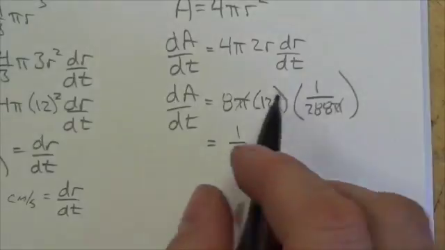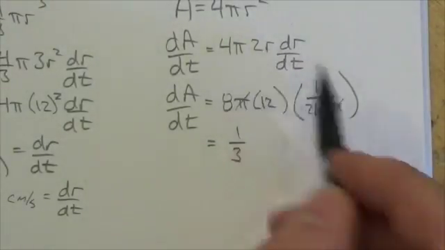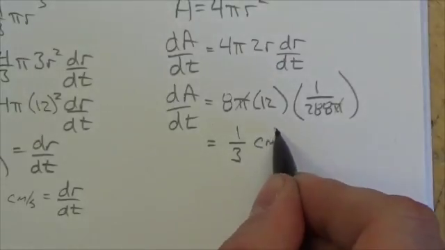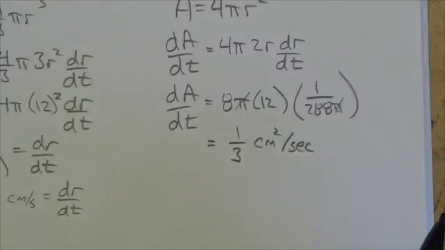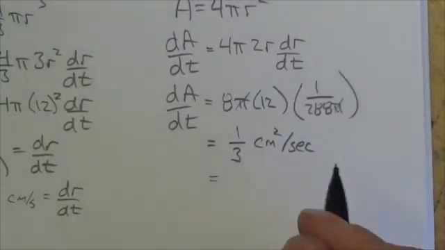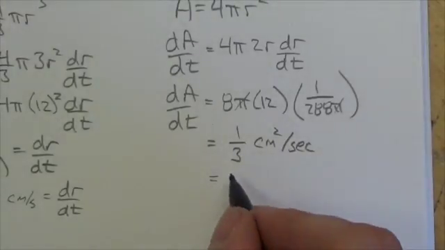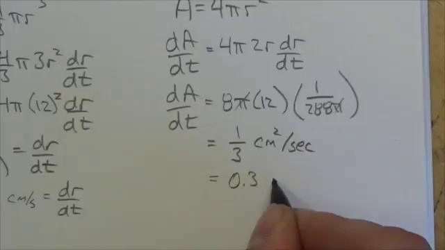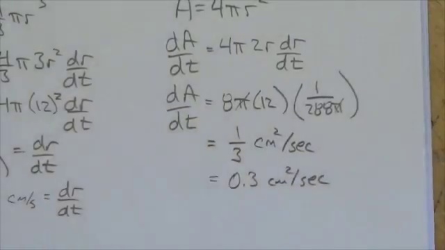Now based on the units that I've got here, remember that this was centimeters per second. The radius there is centimeters, so this is going to be centimeters squared per second, which is exactly what I would expect with a change in area. So there we go. 1/3, which, if you need this in decimal form, although that's probably clear enough, it's a nice fraction, that's going to be 0.3 centimeters squared per second. There you go.